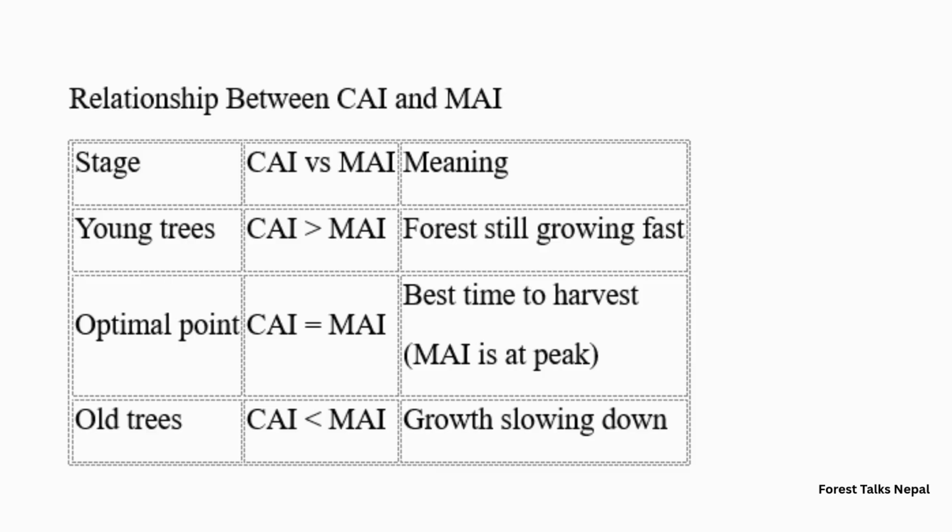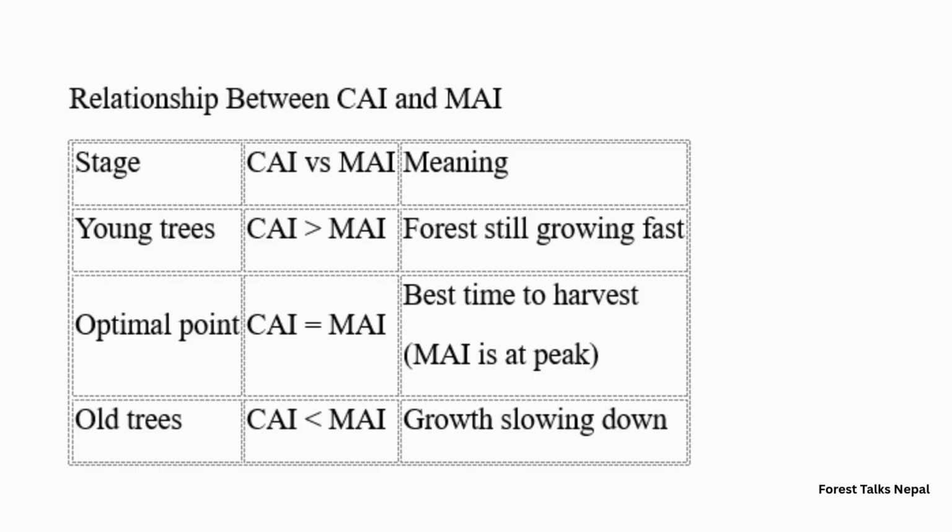Yeah. Now skip to stage 3. Old trees. The dynamic is totally flipped. The tree is slowing down. The CAI is now less than the MAI. The amount of new wood it adds this year is smaller than its lifetime average. Yes. So that sluggish annual growth is actively dragging the lifetime average down. The asset is depreciating in its efficiency.